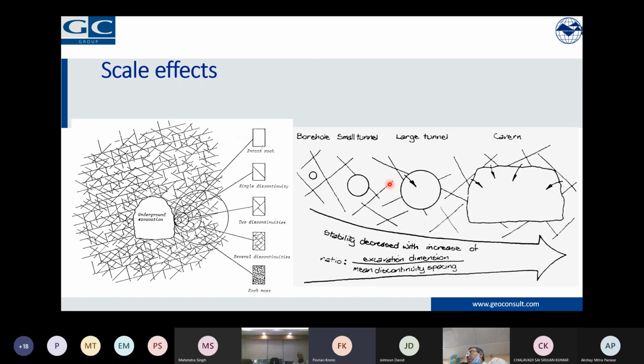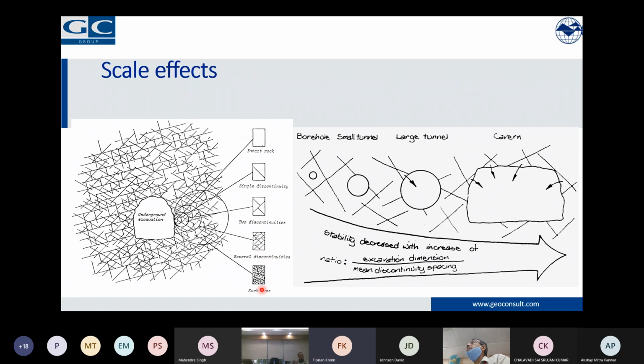And this brings me to the topic of the scale effects. What would it mean for us? And that's why I also pointed out the different configurations. When we look at rock mass, we always have discontinuities. When we look at the very small scale, we have the intact rock sample. A bit larger, we may encounter in that small area 1 single discontinuity. And the larger we get, the more discontinuities may influence the behavior.